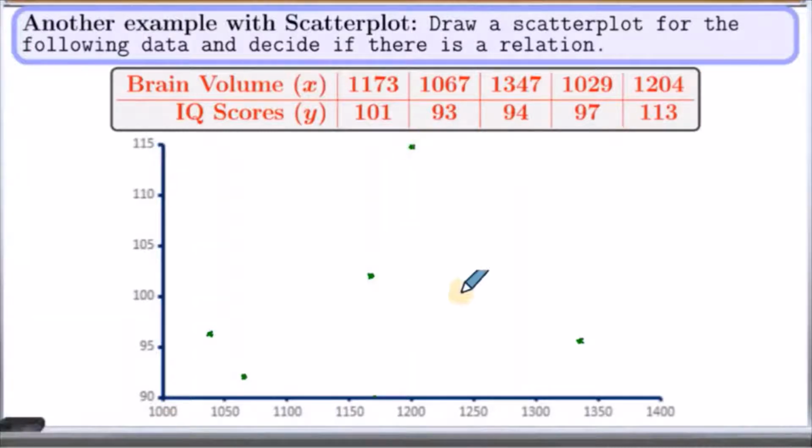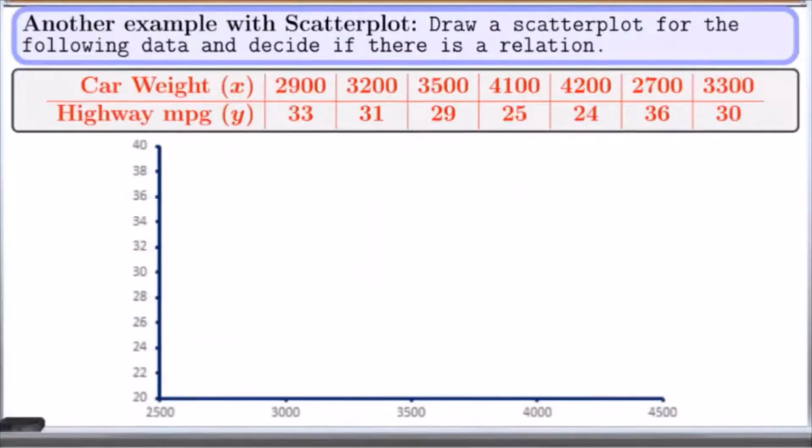On the scatter plot here, we see that points do not follow any pattern. They are scattered all over. Hence, from the scatter plot here, there seems to be no relation between brain volume and IQ scores. Again, let's look at one more example of making a scatter plot. It's talking about car weight and highway miles per gallon. Let's quickly draw a scatter plot to see how they are related.